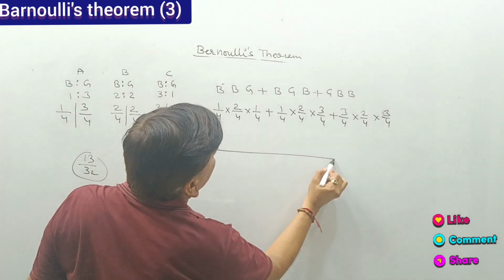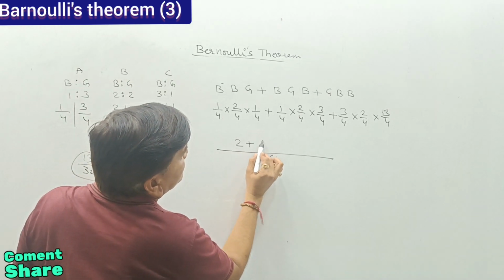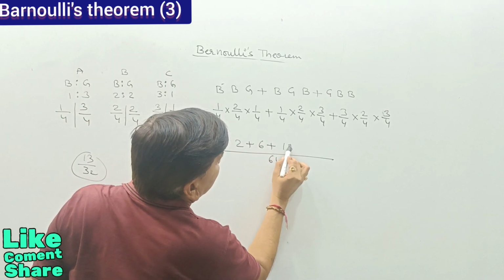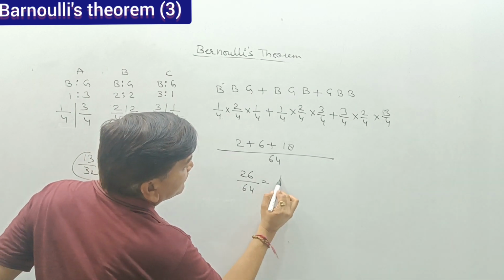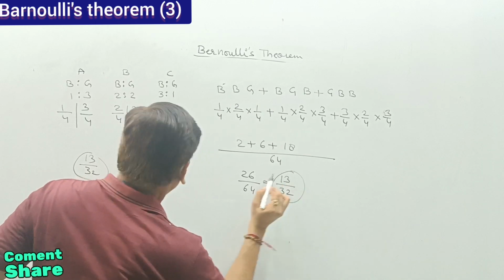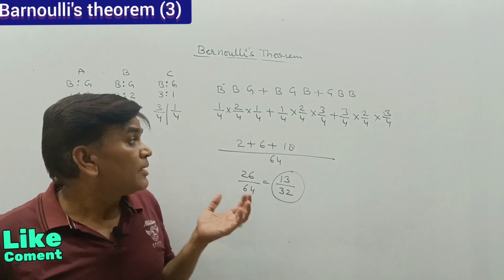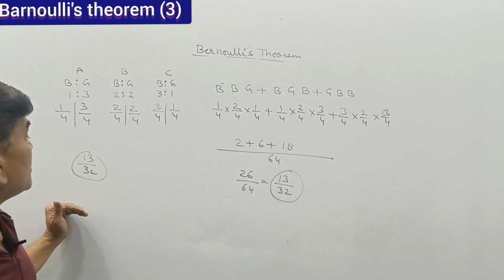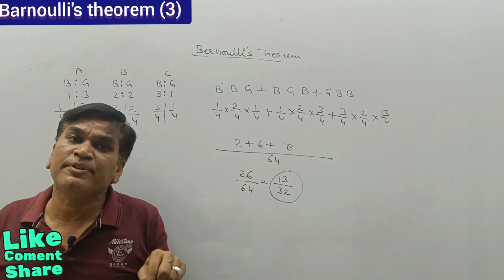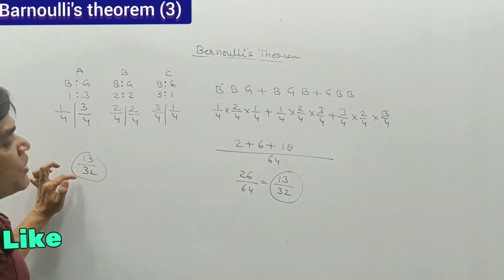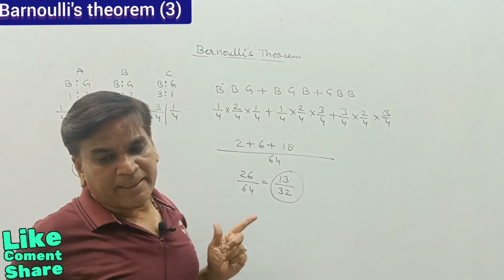So we have 4 times 4 is 16, 16 times 4 is 64. The numerator will be 2 plus 6 plus 9, and 2 plus 6 plus 9 is 17. That is, 26 upon 64, so there will be 13 upon 32. That was to prove. So if the question comes in this manner, here we had to prove that the probability of 2 boys and 1 girl is 13 divided by 32. So we have calculated 2 boys, 1 girl in all three cases.